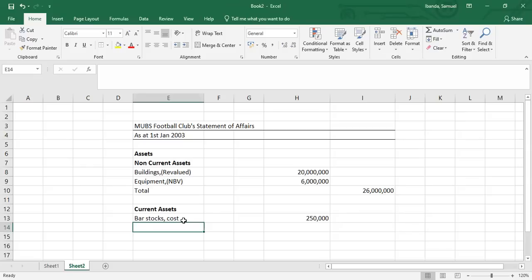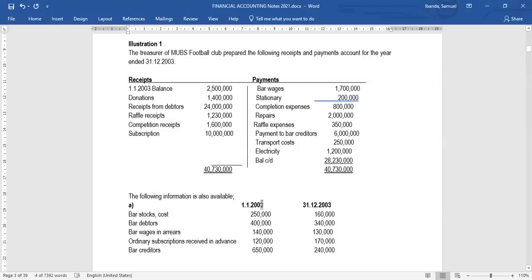So that is one of our current assets. As you can see, I've been given two sets of figures: first January 2003 and then figures at 31st December 2003. If I'm doing the statement of affairs, I should use the beginning figures, the ones that relate to the start of the year. Then I'll pick the bad debtors also. Remember, debtors are also current assets.